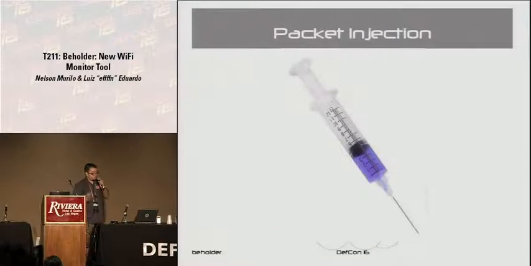Packet injection, I talked about that. Most likely used in combination with the other ones. So when you do man in the middle, first you have to de-auth the valid user to connect to you. Or you do packet injection to simply break the network, send de-auth packets to everybody and things like that.